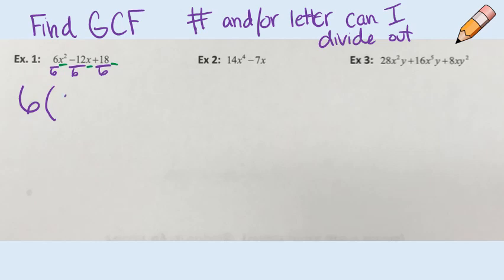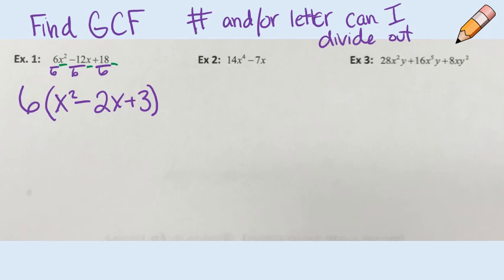6 divided by 6 is 1. So I have an x squared. Bring down my sign. 12 divided by 6 is 2. Leave the x. Bring down the sign. 18 divided by 6 is 3. Close your parenthesis. We just took out or divided out our GCF.